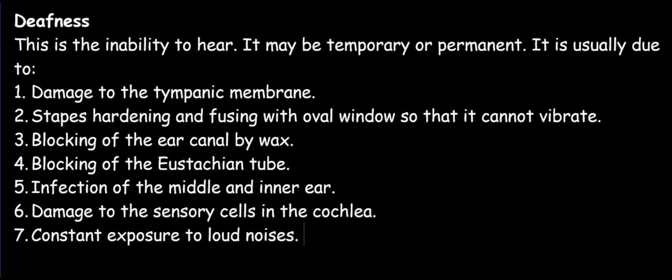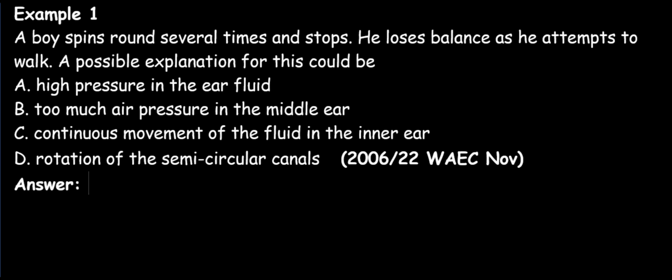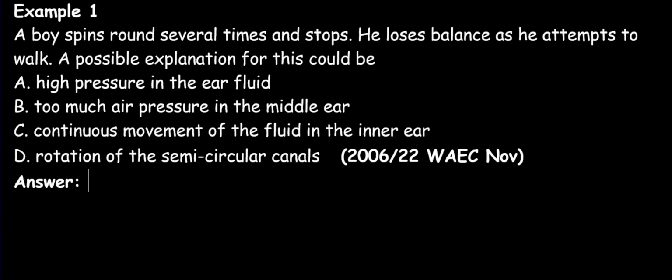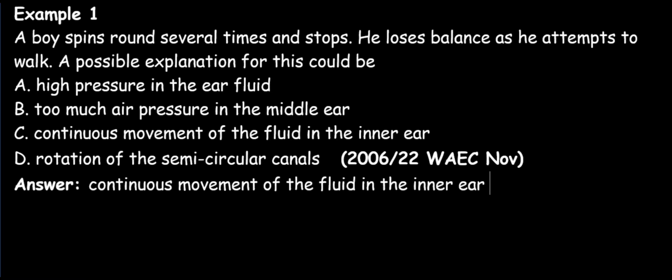So this brings us to the end of the teaching session. Now let's look at some questions. The first example says, a boy spins round several times and stops. He loses balance as he attempts to walk. A possible explanation for this could be A, high pressure in the ear fluid. B, too much air pressure in the middle ear. C, continuous movement of the fluid in the inner ear. D, rotation of the semicircular canals. The answer to this is C, continuous movement of the fluid in the inner ear. This is because the loss of balance results from the continuous movement of fluid in the ear.